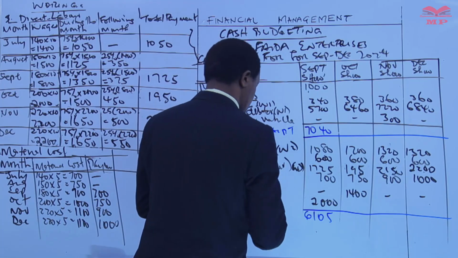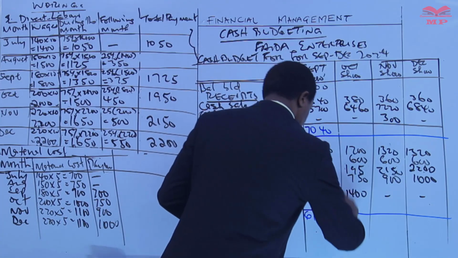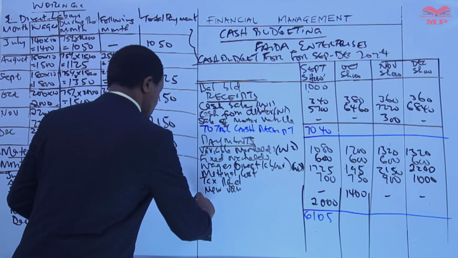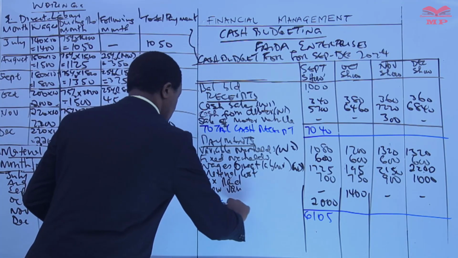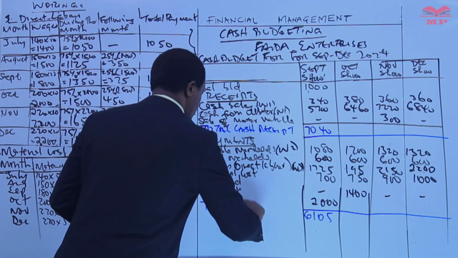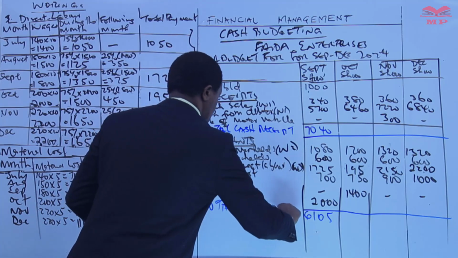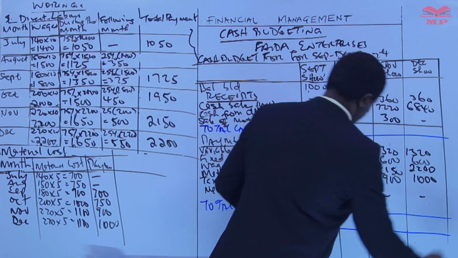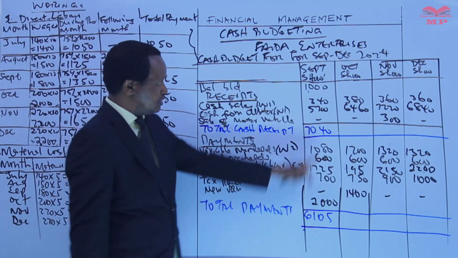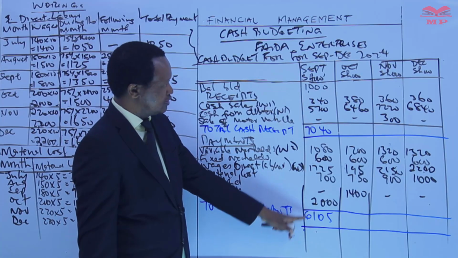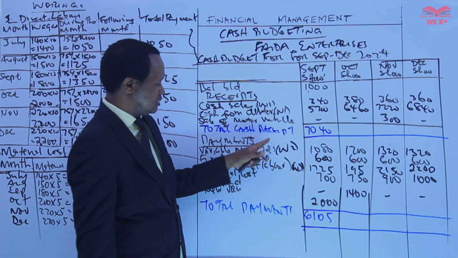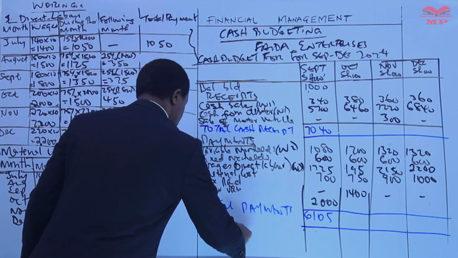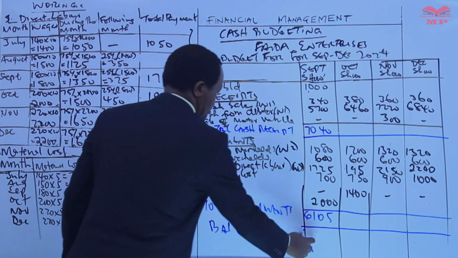That represents the total payments. So we come here and write total payments. It's a column for total, row for total payments. So we are going to deduct the total payments in September from the total receipts. That will give us a balance carried down.